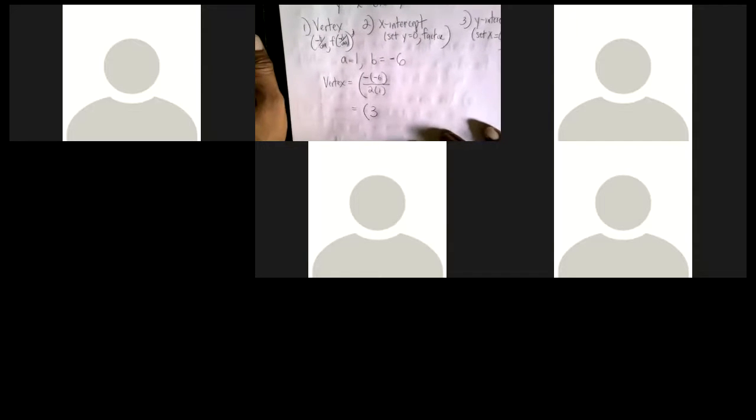So in our example up here, A is 1, B is -6. So for our vertex, it is minus B, and B is -6. So it's minus -6 over 2 times 1. So this is positive 6 over 2. So your vertex, the x coordinate is 3. That's your x coordinate of the vertex.